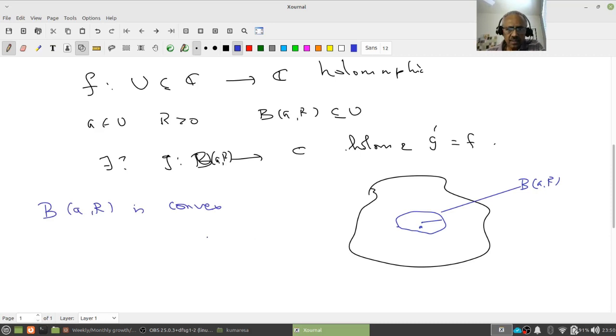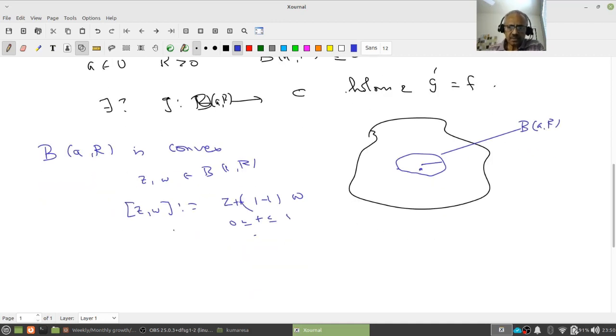Now notice that B-bar is convex. What does it mean? Take any two points Z and W in B-bar. The line segment ZW, this is my notation, Z plus (1 minus t) times W, 0 less than or equal to t less than or equal to 1, starts from Z to A. In particular, for every Z in B-bar, the line segment AZ, which is A plus t times (Z minus A), lies in B-bar.